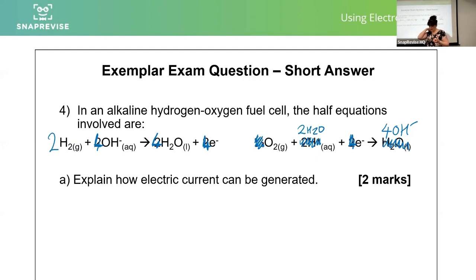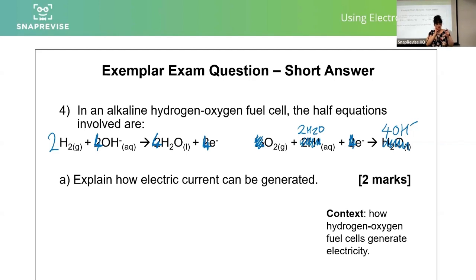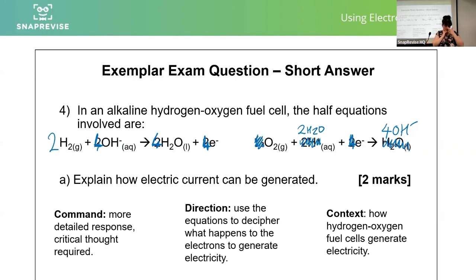So the question is still, explain how electric current can be generated. In my brain context, I'm thinking hydrogen oxygen fuel cells, so electrochemical cells, specifically hydrogen oxygen fuel cells. The command word is explain, so they're looking for a wordy answer. They're looking for an explanation about where we get electric current from. Electric current is the flow of electrons. So they're looking for where we get the flow of electrons or how that comes about, and specifically within an alkaline hydrogen oxygen fuel cell using the equations that we've been given.